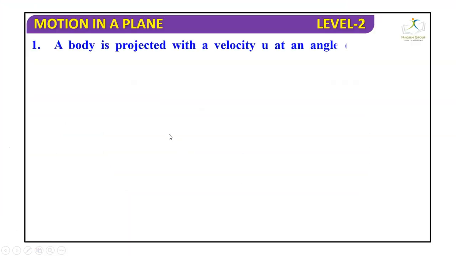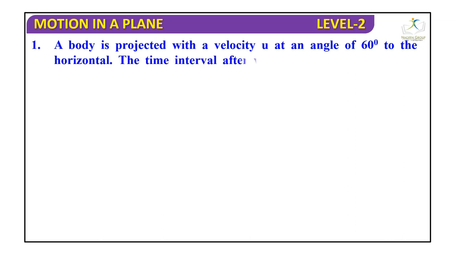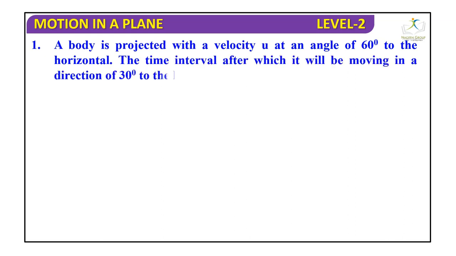A body is projected with a velocity u at an angle of 60 degree to the horizontal. The time interval after which it will be moving in a direction of 30 degree to the horizontal is. We have been given a few options.